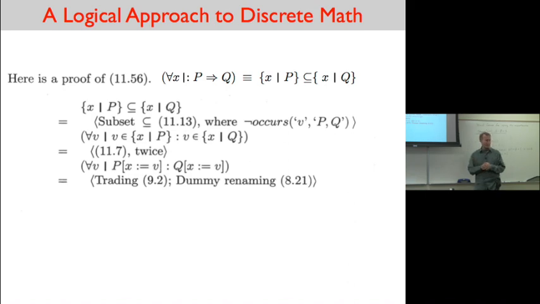Do you remember how to do trading with for all? You remember the original trading? You get the implies. And then you do dummy renaming. So the trading will be P with textual substitution implies Q with textual substitution. But then do dummy renaming and change the for all V to for all X. You didn't even need to do dummy renaming if you originally used X instead of V.